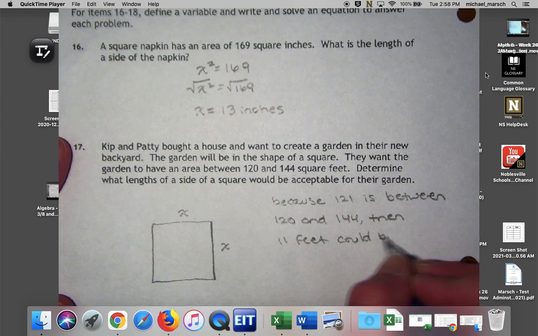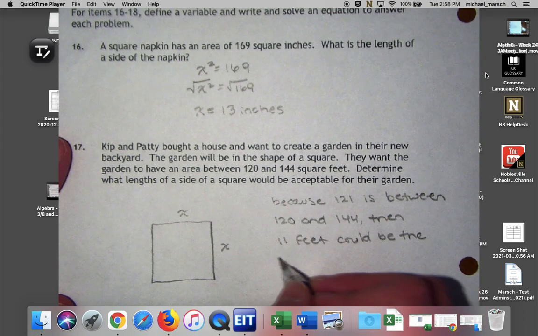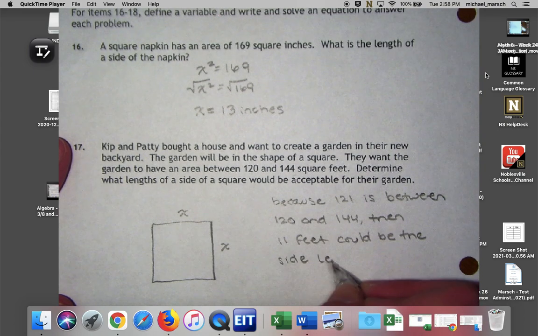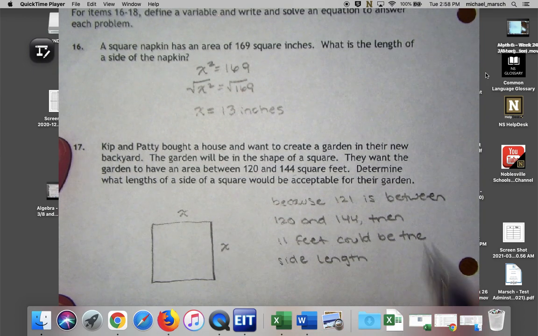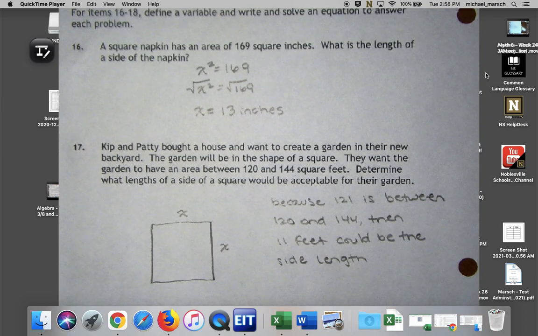Yeah, but wouldn't you just do like 130? Well, it doesn't need to be perfectly in the center. You just have to give me a value between those two numbers that it could be. So you could say 11.2 could be the side length. 11.8. Are we going to do an equation or just write it? Just writing that out. Yep.